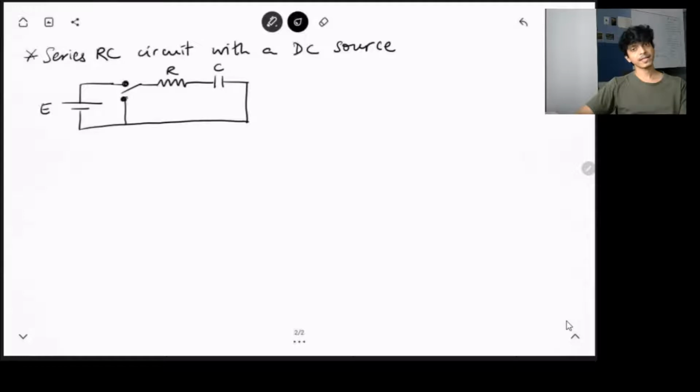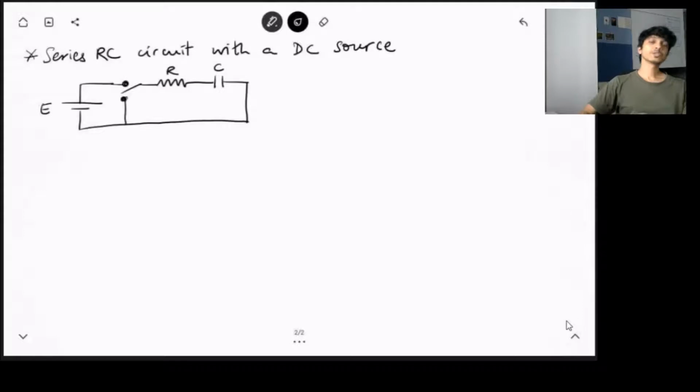Once the capacitor has finished charging, what I will do is move this switch to the down position. Now if it's connected to the down position, you can see that the source is no longer in the circuit. It's only R and C in series and nothing else. So now the capacitor can start discharging. This charging and discharging of the capacitor is what will give the time dependence of this circuit.